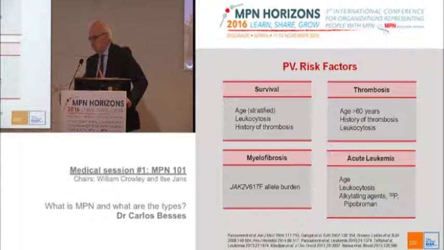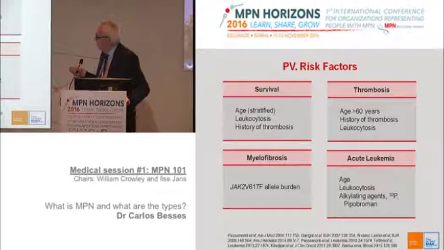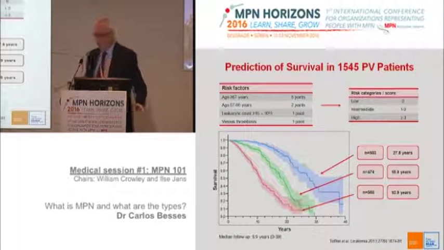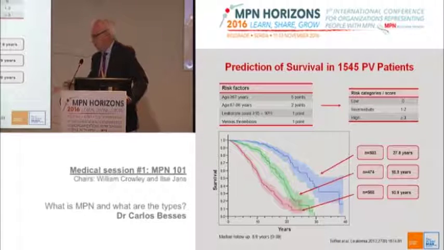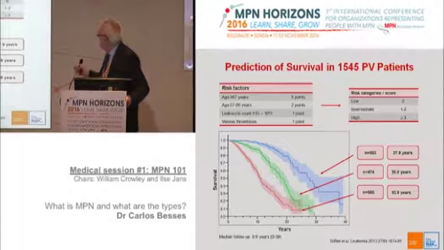Risk factors in PV. The risk factors in PV that have been related to survival, thrombosis, acute leukemia, myelofibrosis. You can see that there are several ones, especially commonly age, leukocytosis, and history of thrombosis in survival and thrombosis. And this has led to what is called the prediction of survival in a big cohort of more than 1,500 patients. These patients were stratified in 3 risk categories according to the presence or absence of any of these items that are in the left panel.